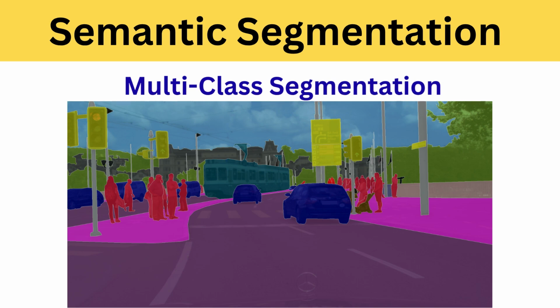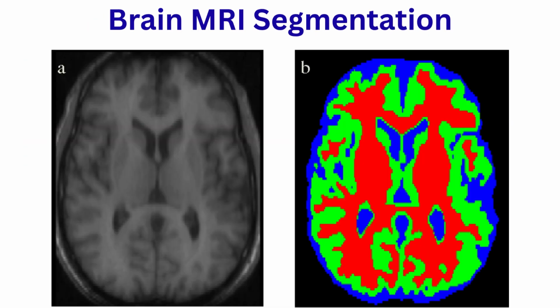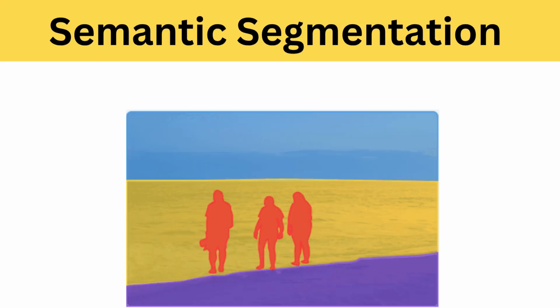It has applications beyond autonomous vehicles. For example, distinguishing crop plants from surrounding weeds in a field, segmenting three different tissues in a brain MRI like white matter, grey matter, and fluid, or classifying a scene, for example, sand, the sea, and the person.